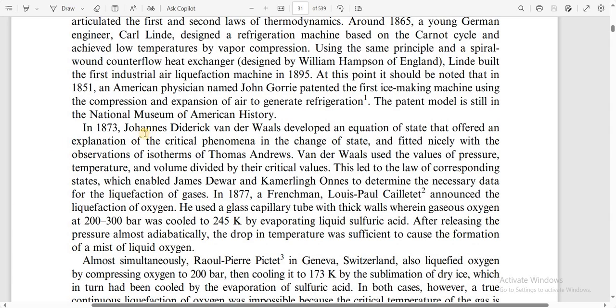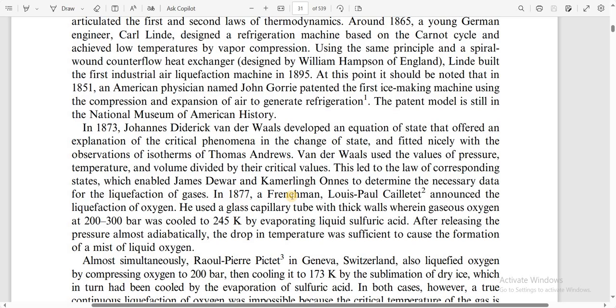In 1873, Johannes van der Waals developed an equation of state that offered an explanation of the critical phenomena in the change of state and fitted nicely with the observation of isotherms of Thomas Andrews. Van der Waals used the values of pressure, temperature and volume divided by the critical values. This led to the law of corresponding states, which enabled James Dewar and others to determine the necessary data for liquefaction of gases.